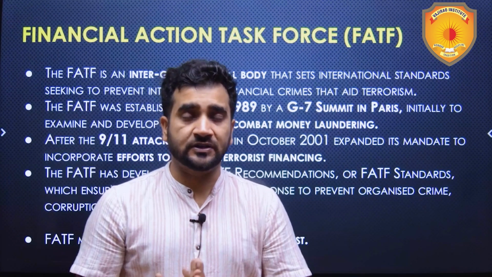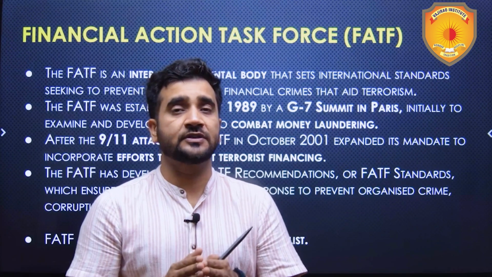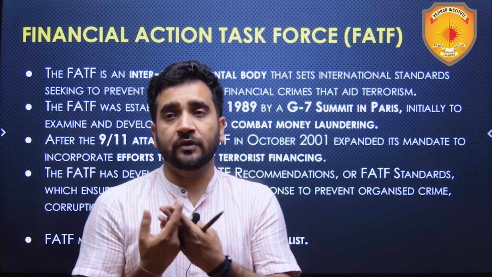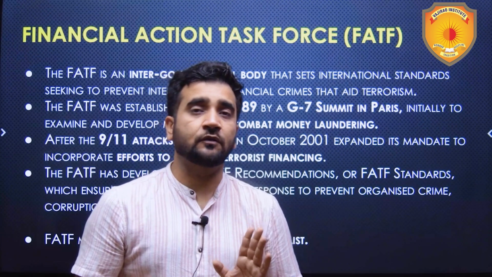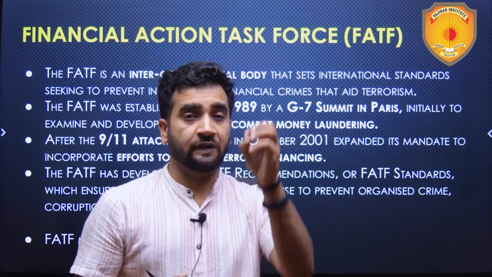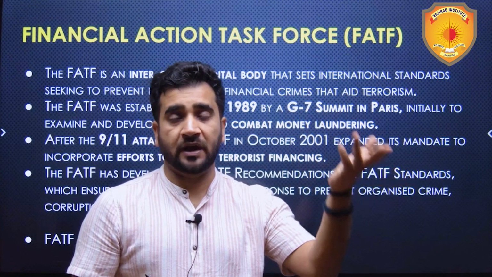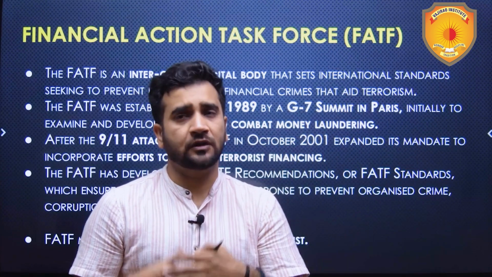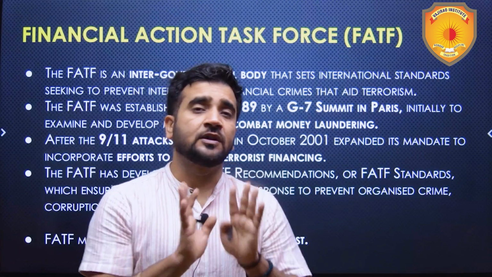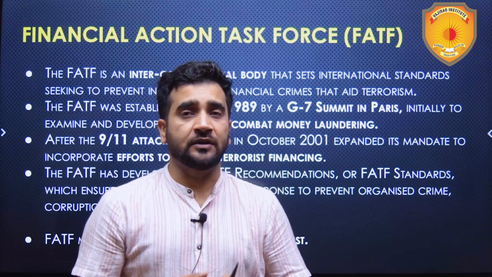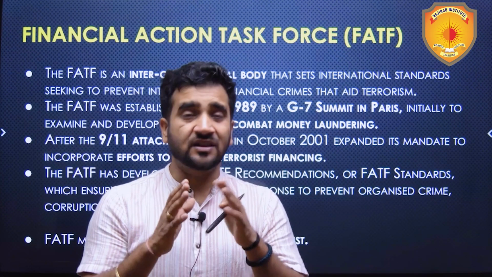FATF issues multiple lists, a grey list and a blacklist. In the grey list are those countries which are suspected of doing money laundering or terror financing. It is not proven. It is kind of a warning given to them that we have suspicion over this. Like last year, Pakistan was in the grey list, but in October last year, it was removed from the grey list. Then the second is the blacklist, in which it is proven that illicit activities are happening in that country and the government is involved. Presently North Korea and Iran are in the blacklist. So these are the two lists.